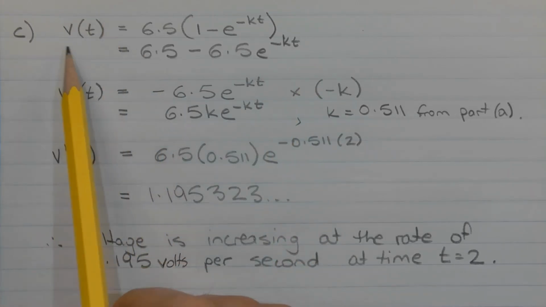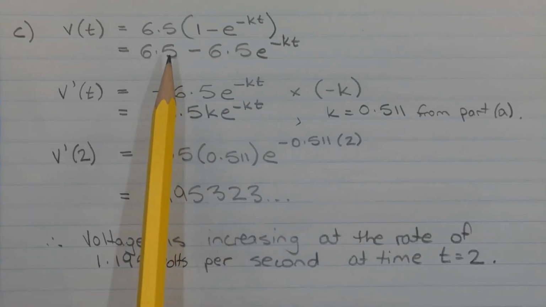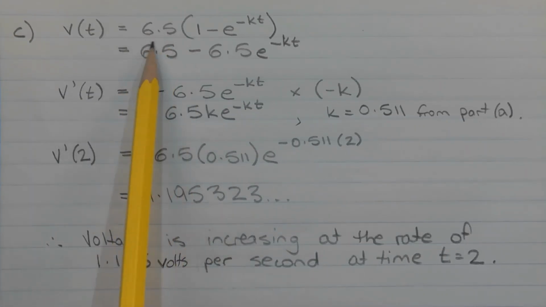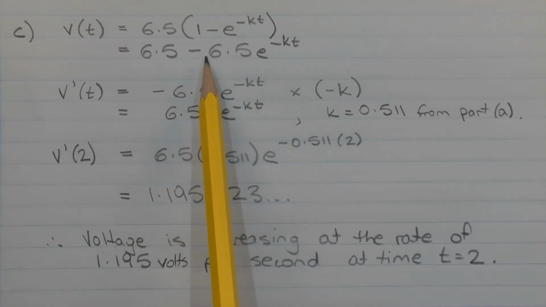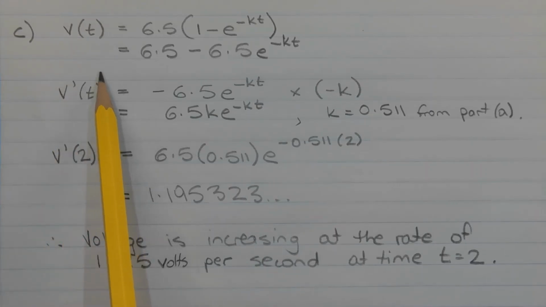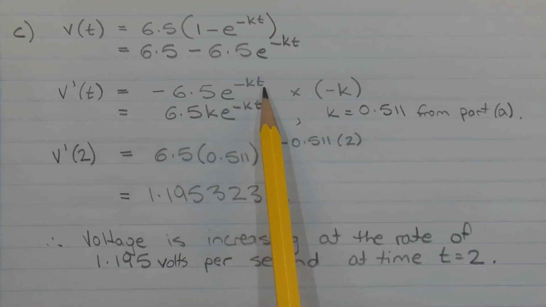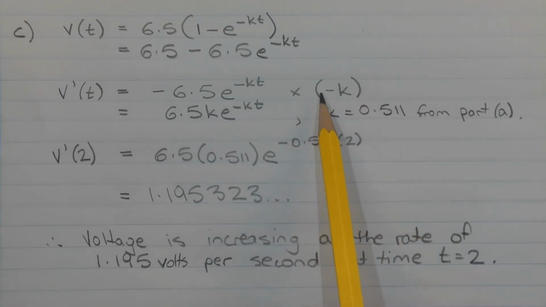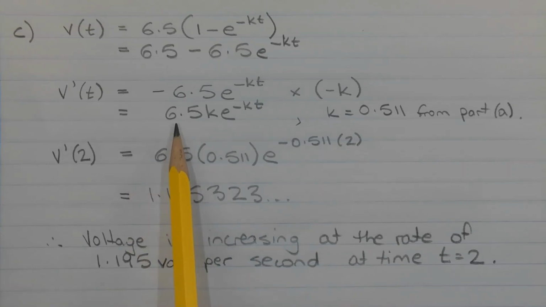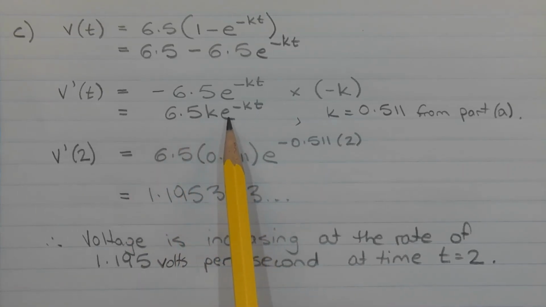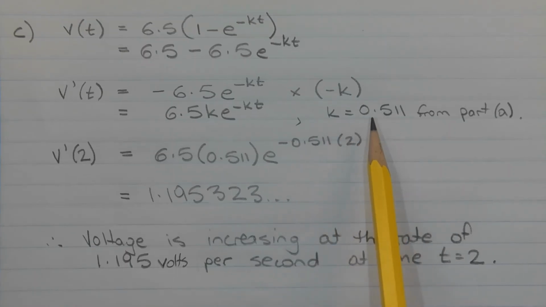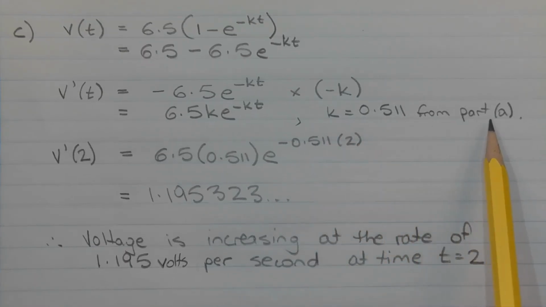Now we can differentiate V of t with respect to t. Now the derivative of a constant, so in this case 6.5, is 0. So we only have to differentiate negative 6.5 e to the power of negative kt. Applying the chain rule, V dash of t, which represents our first derivative, is equal to negative 6.5 times e to the power of negative kt times the derivative of the index with respect to t, so we're multiplying that by negative k. And that simplifies to 6.5 times k times e to the power of negative kt, where k is equal to 0.511, which we found in part B.